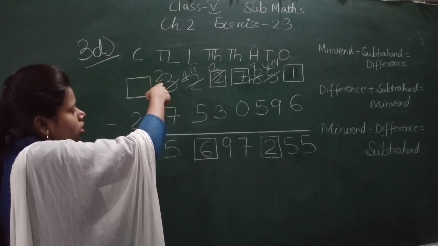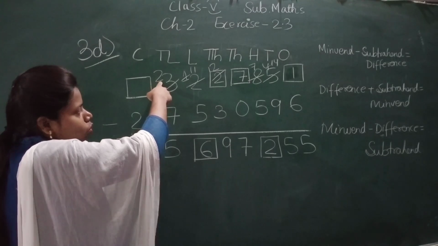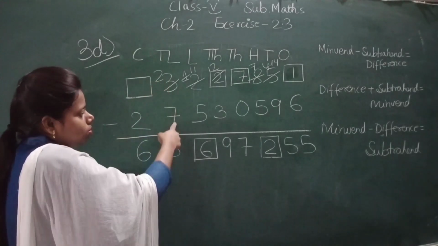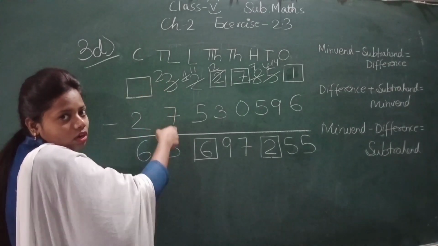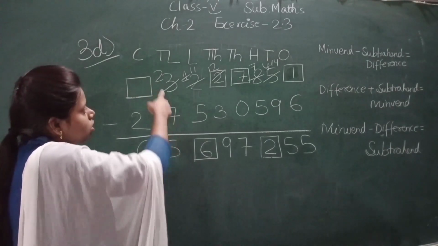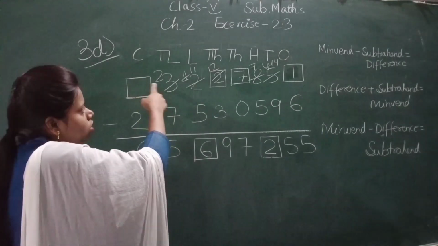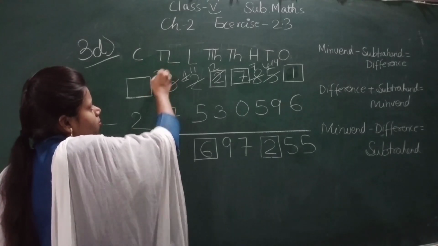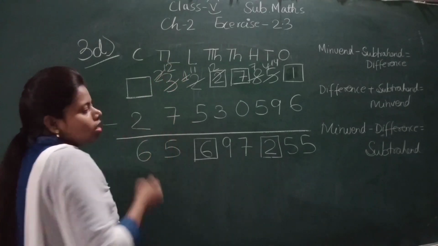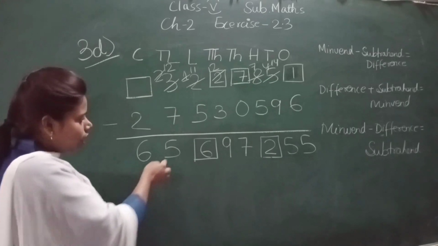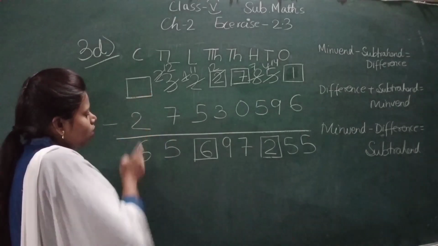Now this one you see, this is 2. From 2 we cannot subtract 7. So this 2 will take a carry from this, and this 2 will become 12. 12 minus 7 is how much? 5. Okay, now to find this minus, what do we have to do?